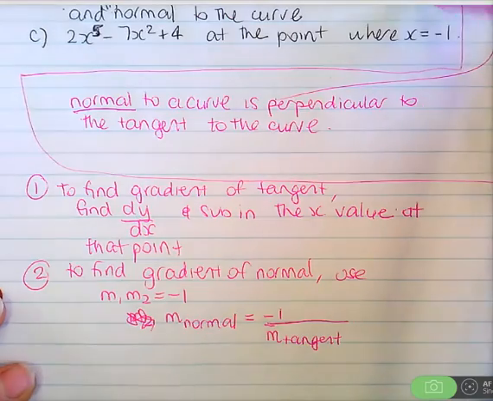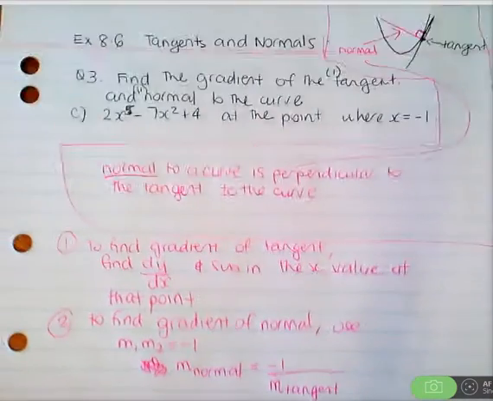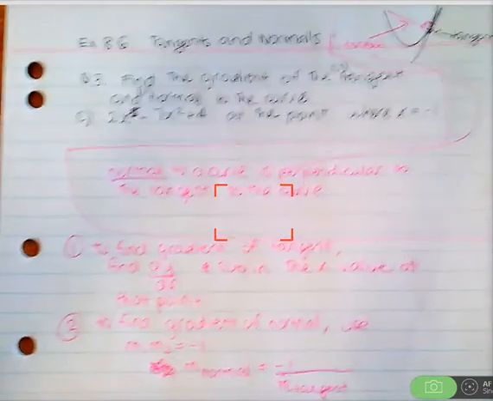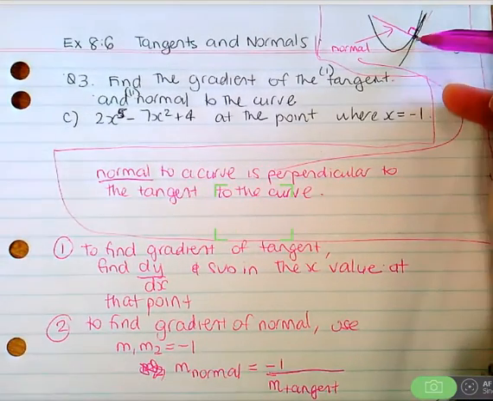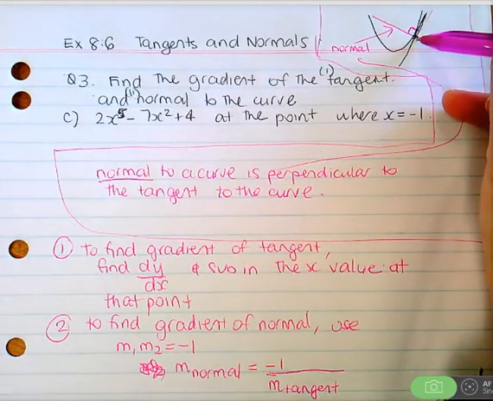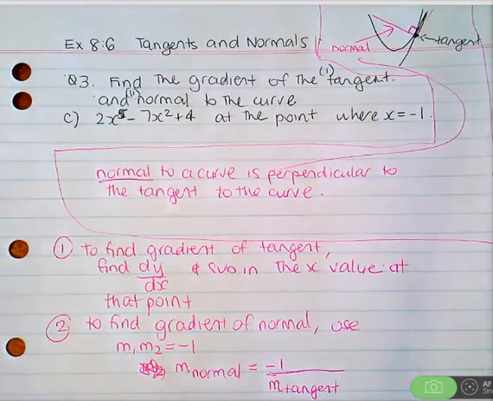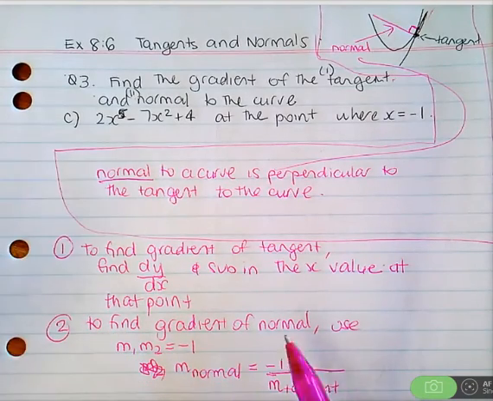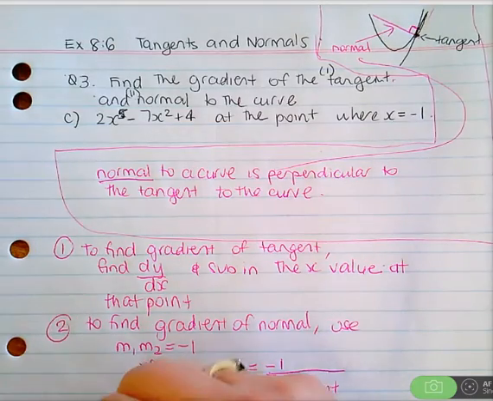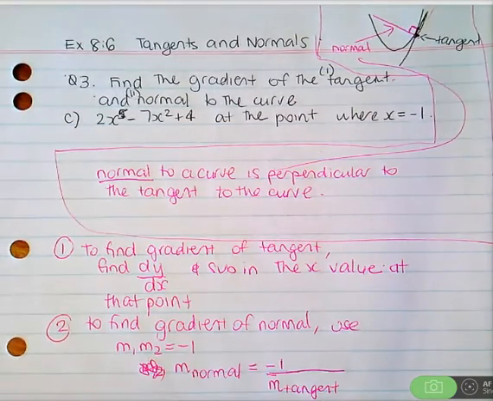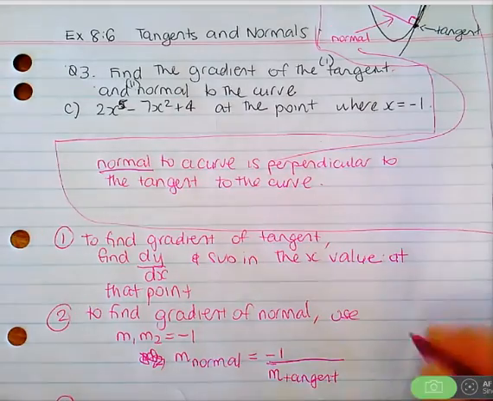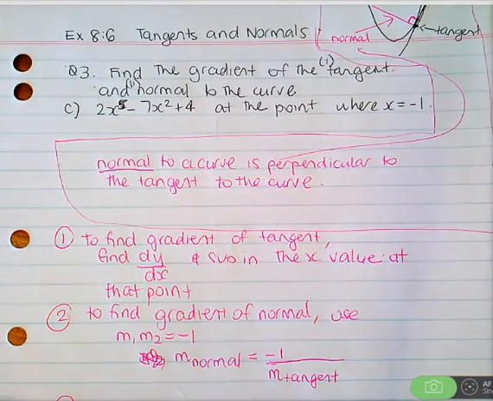So girls, gradient of tangent, we'll just come back up here, is where we differentiate and substitute in an x value. So if you want to find the gradient of the normal, you've got to find the gradient of the tangent first, and then flip your answer and put a negative in front of it to get the gradient of the normal. Okay? Then, that's that. So, are we okay? Sorry about my mess.